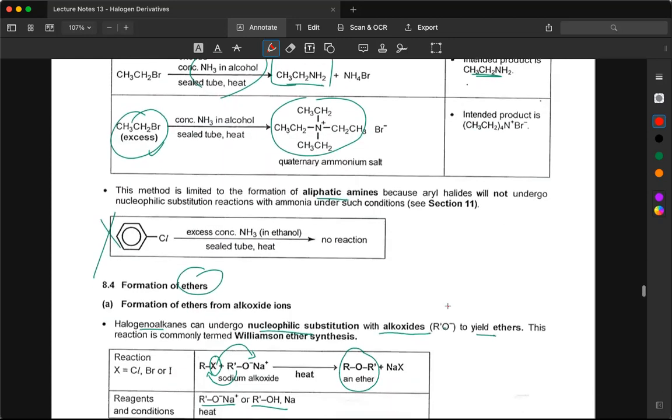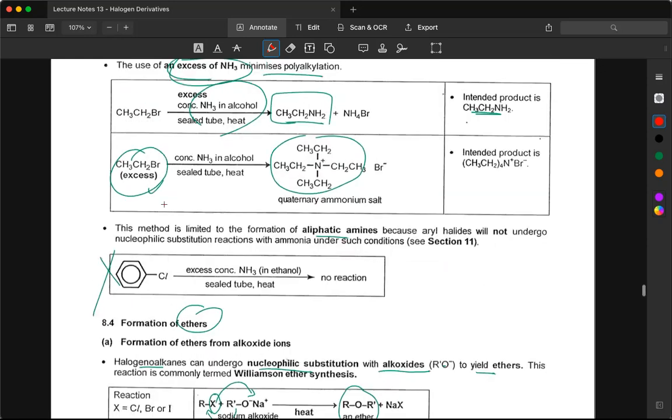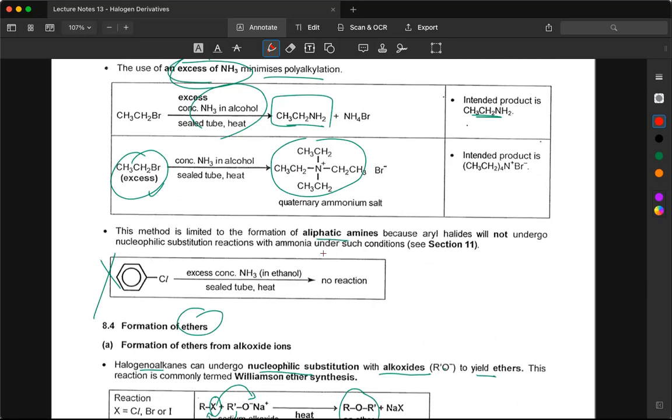So this method is limited to the formation of aliphatic amines, because aryl halides will not undergo nucleophilic substitution with ammonia. They won't react. So it only affects the aliphatic ones.